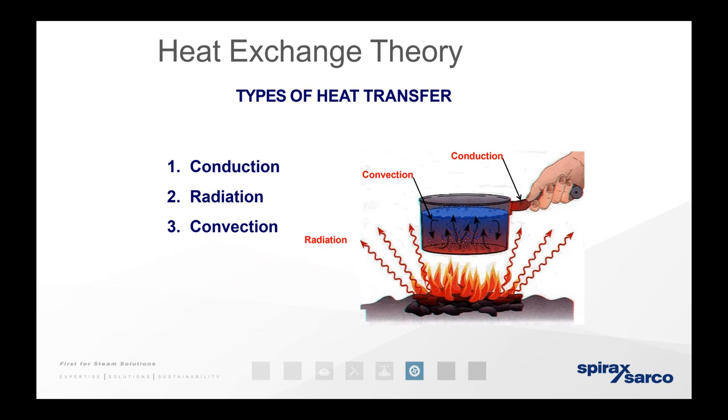So types of heat transfer. Maybe these should have been closer to the beginning. So we have three different types. You have conduction, radiation, and convection. If you think about a saucepan, as you can see in the image there, conduction is when the heat reaches the handle, starts to get hot. Convection is the flame underneath heating the media, and then radiation, so the heat you can feel from the fire.